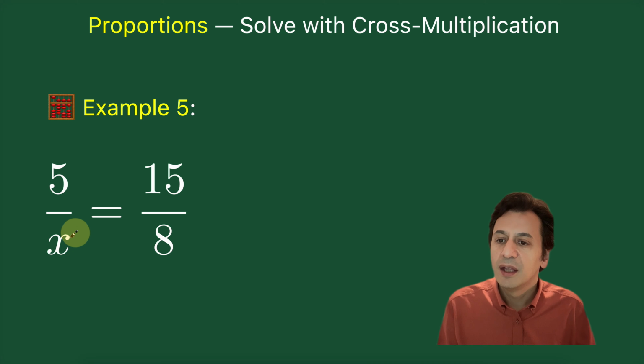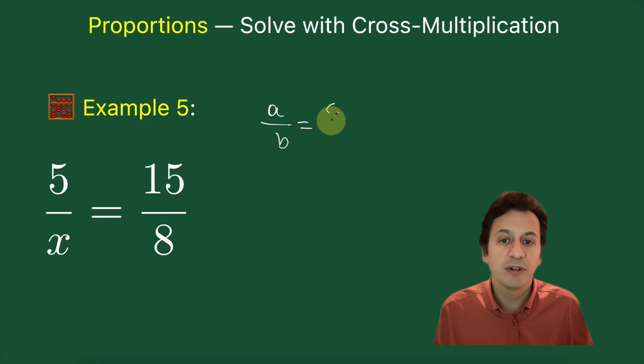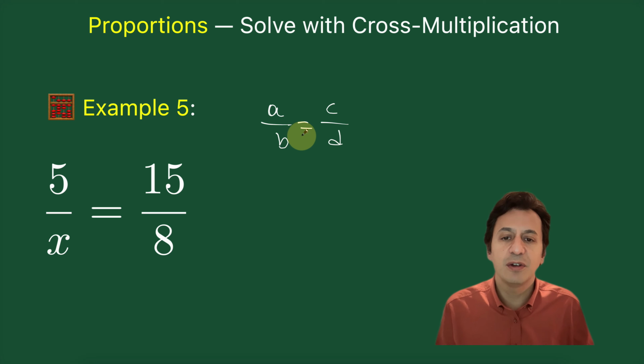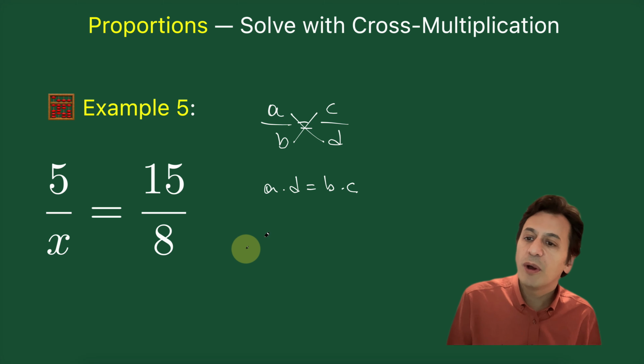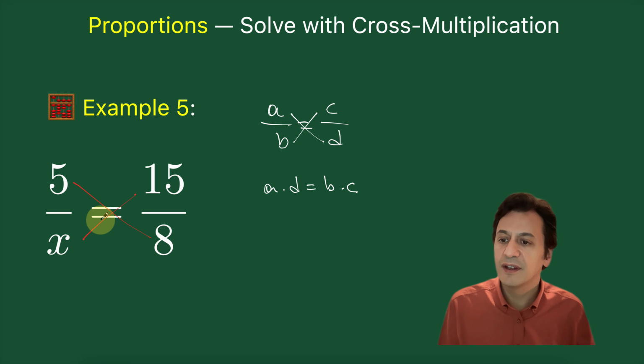Okay. I will show you a different technique called cross multiplication with this one. When you see something like this, by that I mean something like A over B equals C over D, you can employ a technique called cross multiplication. This means A times D equals B times C. So I will do this one with that technique. Let's show our cross multiplication signs.